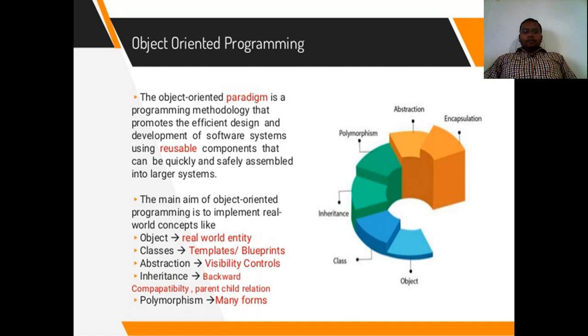The main aim of object-oriented programming is to implement real-world concepts like objects, real-world entity, classes, templates, blueprints, abstraction, visibility controls, inheritance, backward compatibility, parent-child relation, and polymorphism. These are the major pillars of object-oriented programming. Polymorphism means it contains more than one form, that is called many forms. See the diagram. It starts with object, class, inheritance, polymorphism, abstraction, and encapsulation.